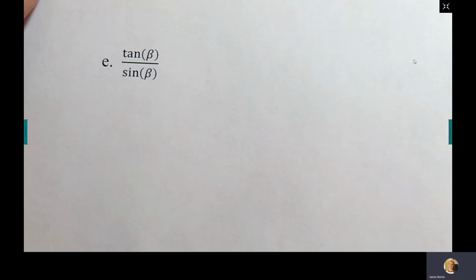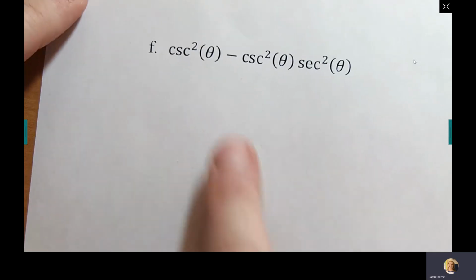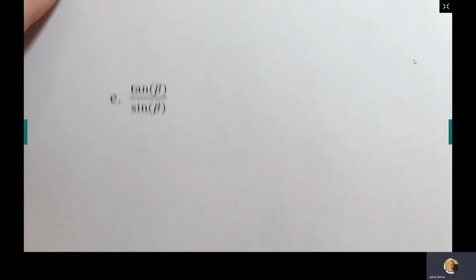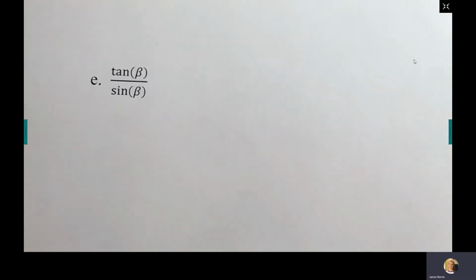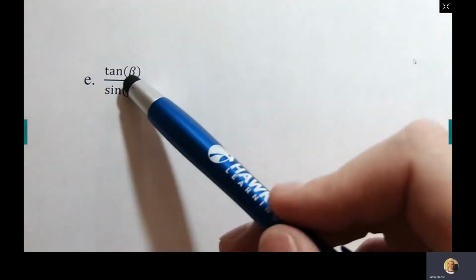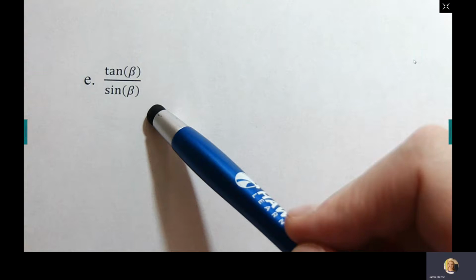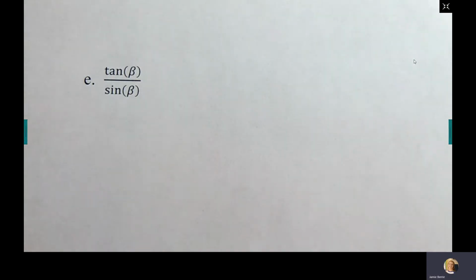All right, so let's look at this next one. Again, not terribly difficult. I would say we get into the pretty difficult ones here on part F, but this one is not too bad. We have tangent beta over sine beta. And remember, this is tangent of beta, sine of beta. You're plugging those angles into this trig function. It's not tangent times beta. All right, so what is an identity that could relate tangent to sine? Quotient. That's right, quotient identity. Very good.